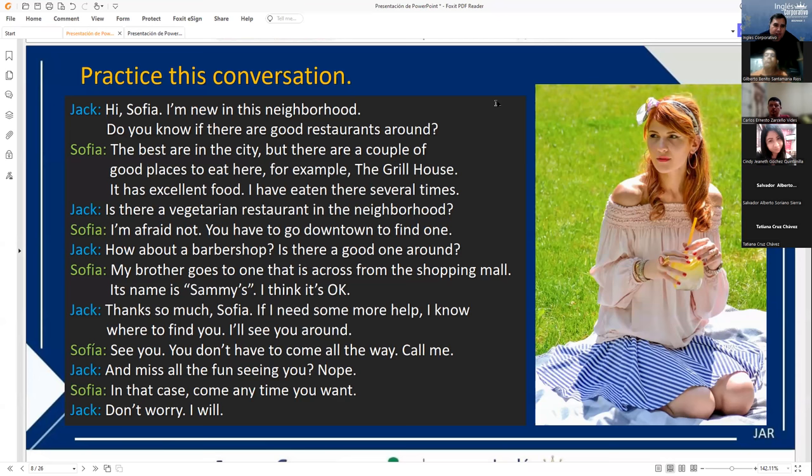Hi, Sophia. I'm new in this neighborhood. Do you know if there are good restaurants around? The best are in the city. There are a couple of good places to eat here. For example, the Grill House. It has excellent food. I have eaten there several times. Is there a vegetarian restaurant in the neighborhood? I'm afraid not. You have to go downtown to find one. How about a barbershop? Is there a good one around? My brother goes to one that is across from the shopping mall. Its name is Sammy's. I think it's okay. Thanks so much, Sophia. If I need some more help, I know where to find you. I'll see you around. See you.